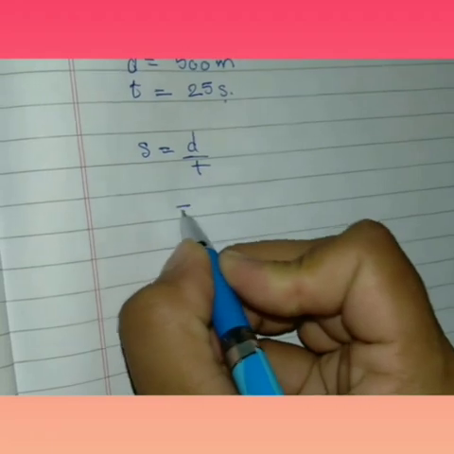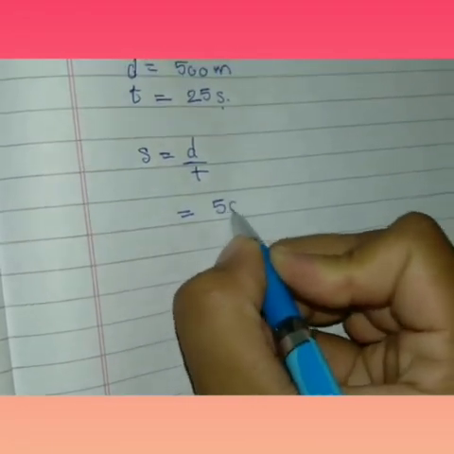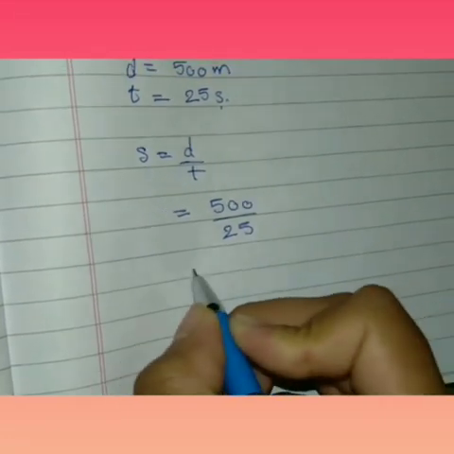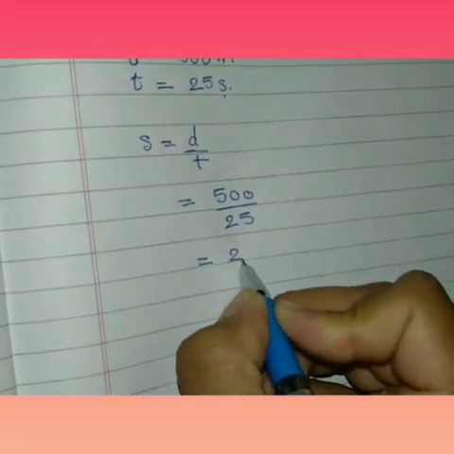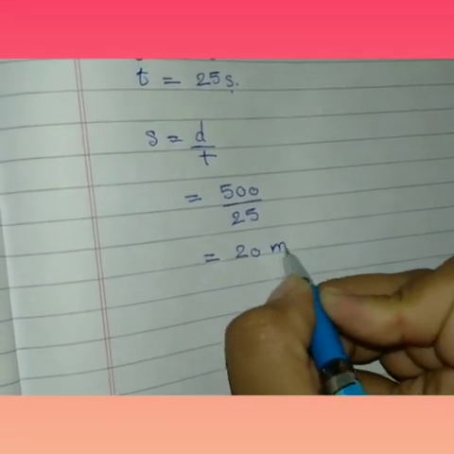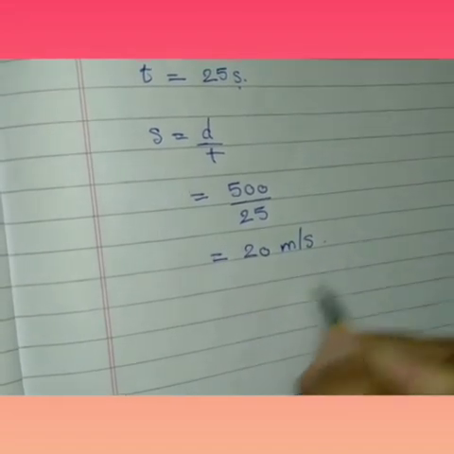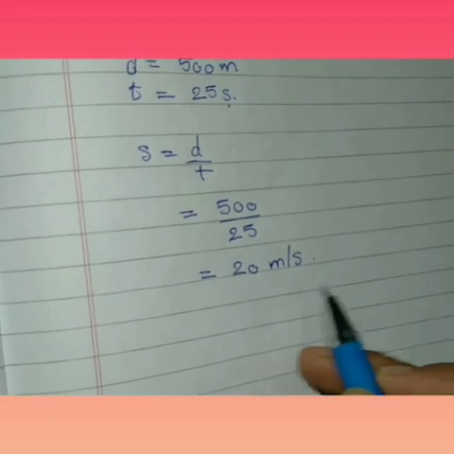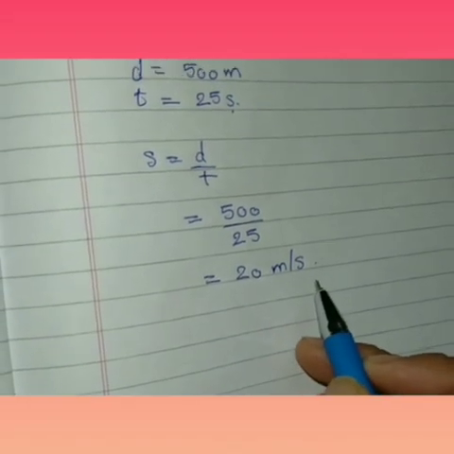So what is D here? 500 upon 25, which is equal to 20 meter per second. Thus, the speed of Ankit is 20 meter per second.